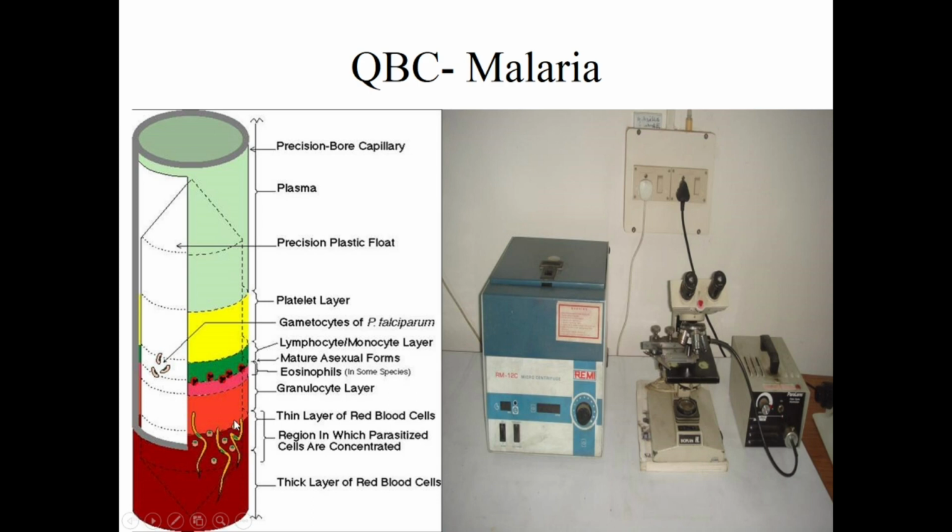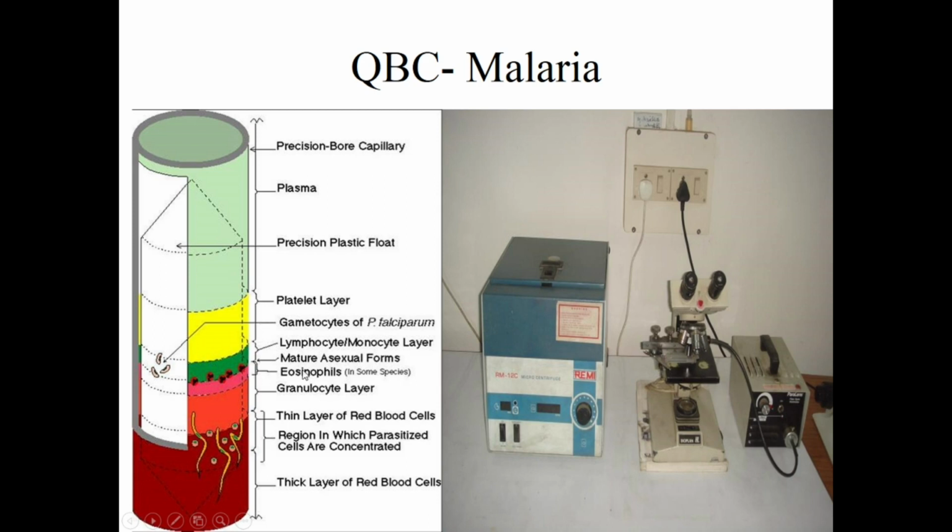So you can see that in between the granulocyte layer and the thick layer, the parasitized RBCs will be found here. These are the parasitized RBCs. Then there will be the granulocyte layer, eosinophils, mature forms. Mature asexual forms may be found here. Even the gametocytes of Plasmodium falciparum will be found in this layer, somewhere in between the lymphocyte layer and the granulocyte layer. Then above that there will be this platelet layer.